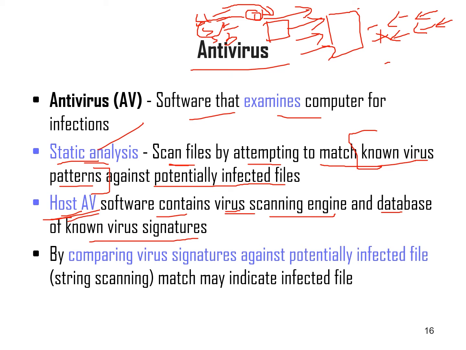So it will scan each and every file. If any infectious file is present and I have the corresponding signature in my database, then that particular infectious file will be quarantined. So that is actually host AV. By comparing the virus signatures against a potentially infected file, as I said earlier, a match may indicate an infected file. So that is actually host AV.